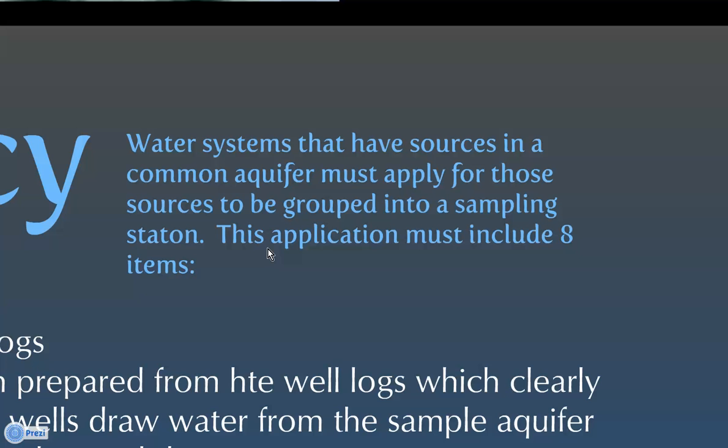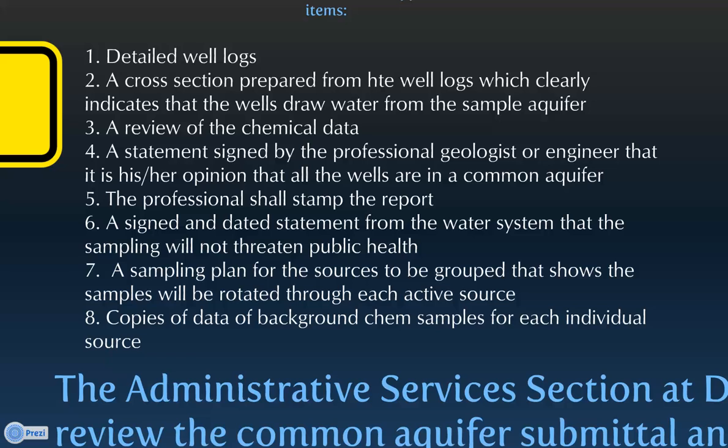So the application for the common aquifer status, you want to remember, is 8 things. You need 8 things to make up a complete application. And here are the 8 things. The first 5 here are going to be provided by your professional geologist or engineer who is helping to prepare the report. The first thing is that we need the detailed well logs from the wells that you want to be part of this group.